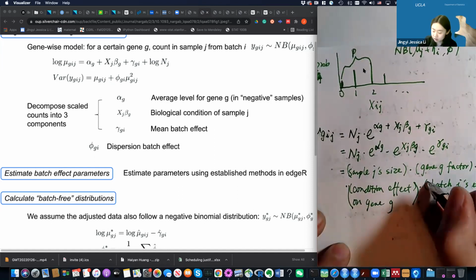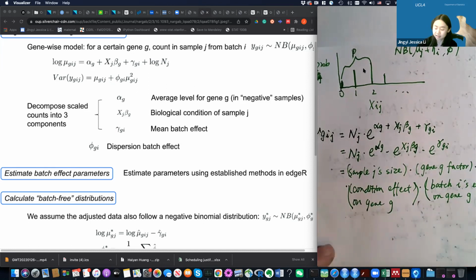So altogether, it's this multiplicative effect if you don't do the log scale. We're assuming that these things all multiply together. It's possible that sample j is just big, so its size is large, and gene G has a lot of expression, so its factor is large. We also assume the condition effects are different for different genes, so that's why it's specific to gene G. And finally, we assume the batch i's effect is specific to gene G.